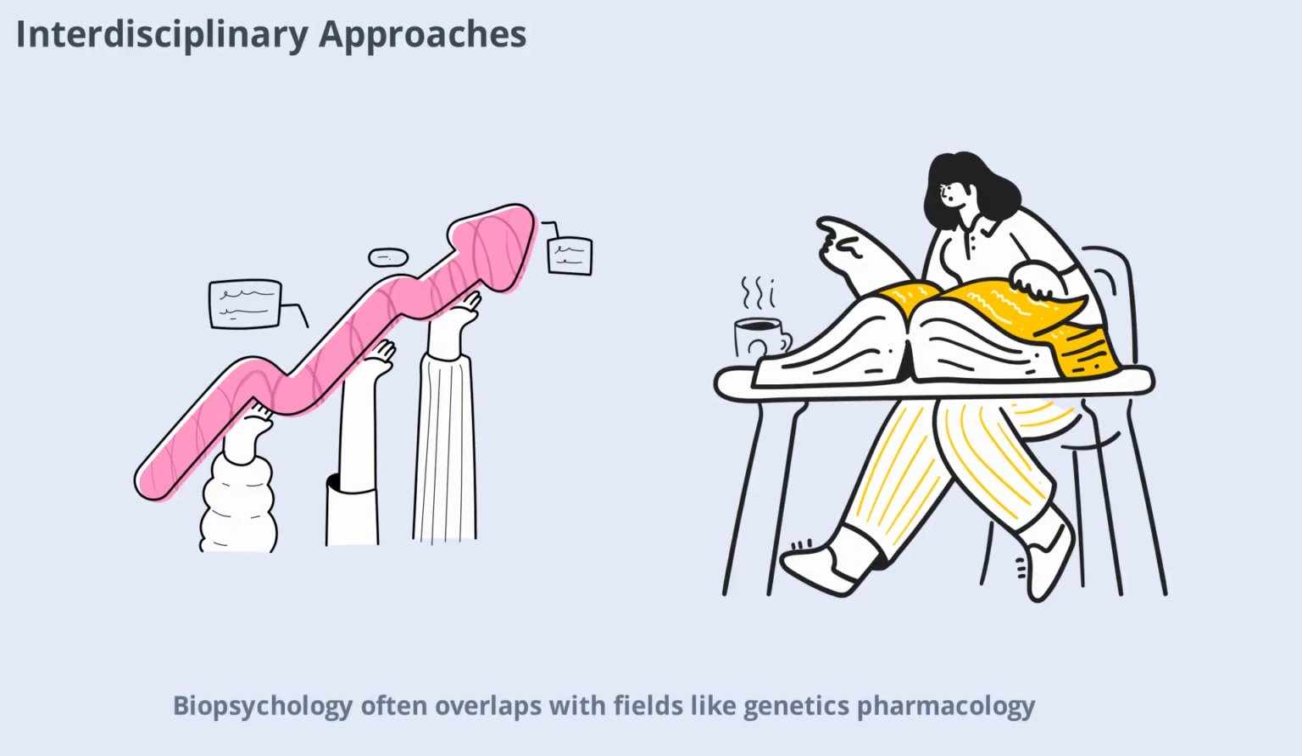Biopsychology often overlaps with fields like genetics, pharmacology, computer science, and psychology. Interdisciplinary approaches bring together diverse expertise to tackle complex questions about the brain and behavior. By collaborating across disciplines, researchers can develop more comprehensive models and innovative solutions. This teamwork is key to advancing our understanding of the mind and its biological foundation.